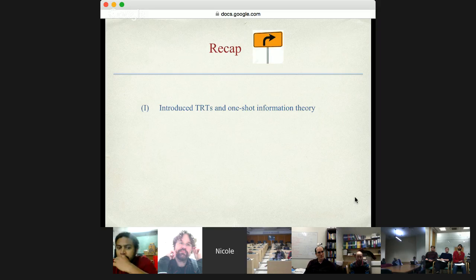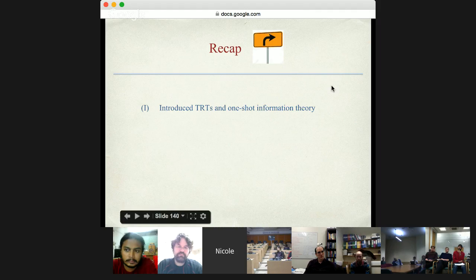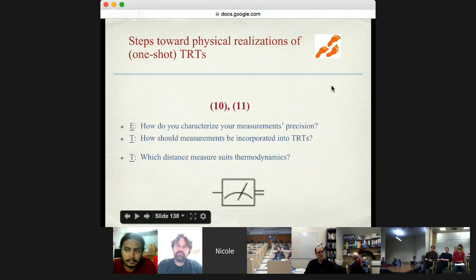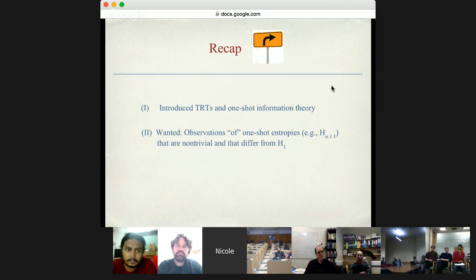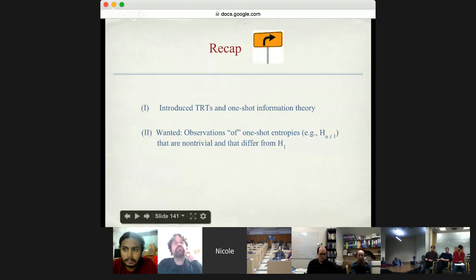In summary, we talked about thermodynamic resource theories, a model for statistical mechanical exchanges of heat and particles and so on, including at small scales, for some meaning of small scales. We talked about one-shot information theory, a mathematical toolkit that is applied to thermodynamic resource theories and other contexts. It would be great to realize these experimentally. We would like to observe signatures of one-shot entropies that differ from each other, that differ from the ordinary Shannon and von Neumann entropy.